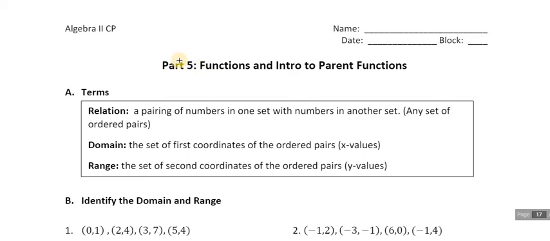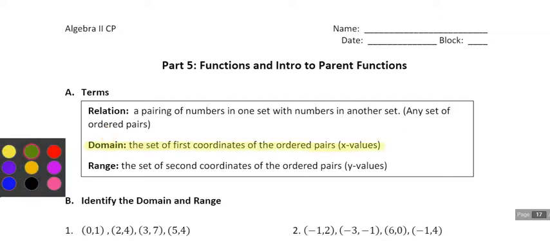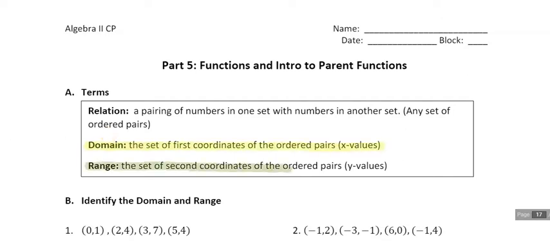Part 5 of Chapter 1 deals with functions and the introduction to parent functions. Big ideas starting out are relations, domain, and range. A relation is a pairing of numbers in one set with numbers in another set, basically any set of ordered pairs, where the domain is the set of our first coordinates, or the x values, while the range is the set of the second coordinates, or the y values.